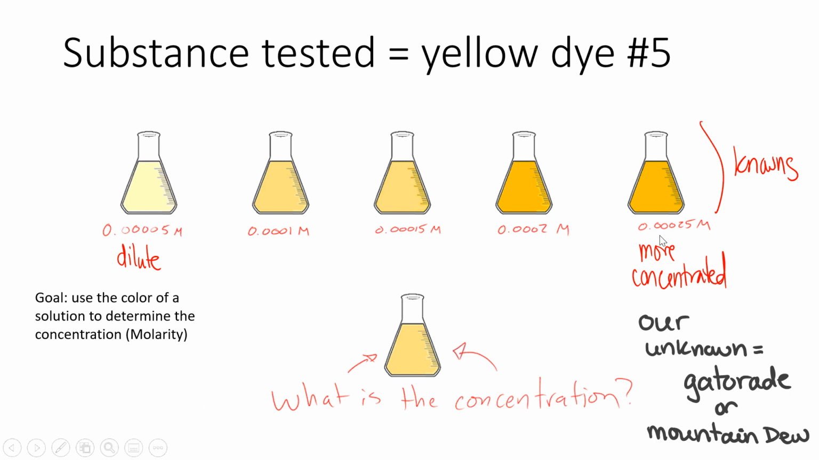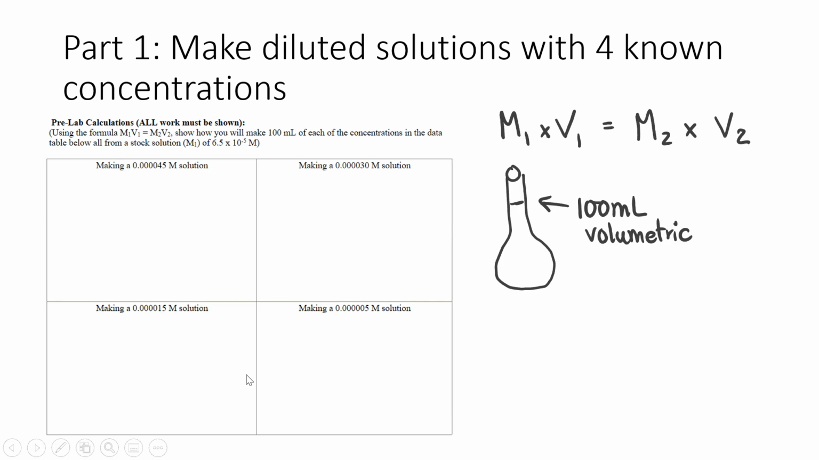So in order to do that, we need to make solutions. We need to make our knowns. We need to make some solutions with a variety of molarities. So we have several different shades of yellow. So that's what our step 1 is. We're going to make various solutions. And so at this part, your group split into 4 different tasks. Each person made a different solution, and we all made solutions in a 100 ml volumetric flask. And so we all took the same solution to dilute.